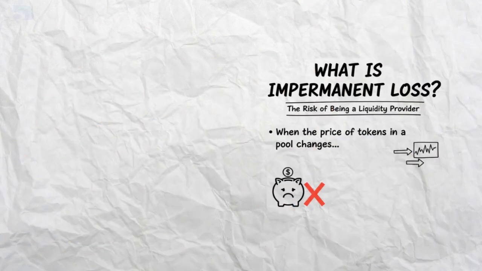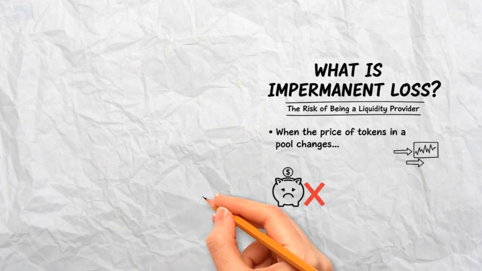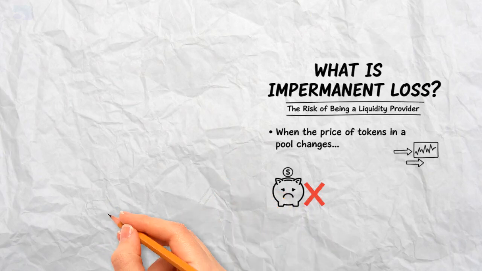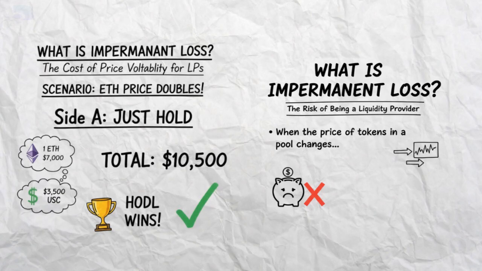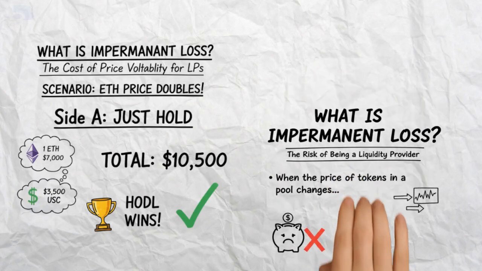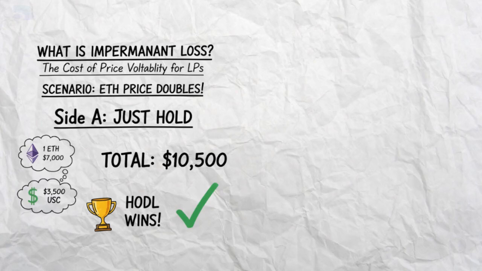Before you rush to become a liquidity provider, you need to understand these risks. 1. Impermanent loss. The big one. This is the tricky part. Let's say you provide 1 ETH plus 3,500 USDC when ETH is 3,500. Scenario: ETH price doubles to $7,000.